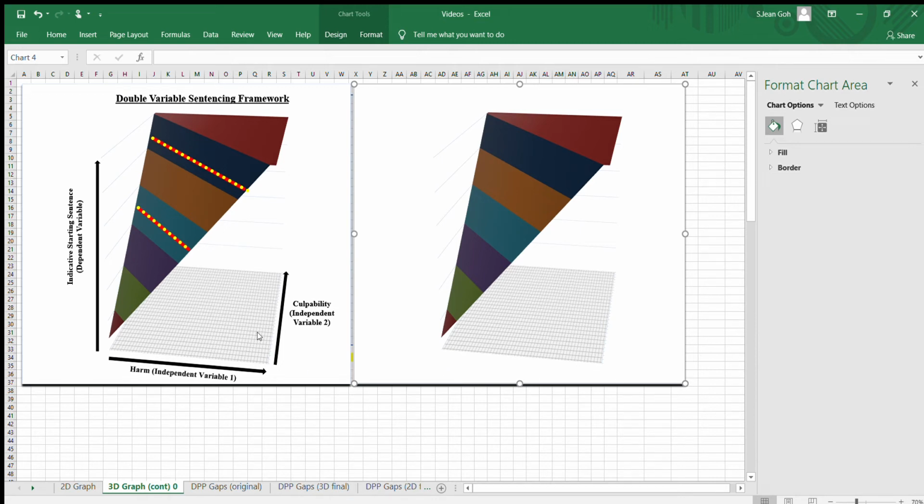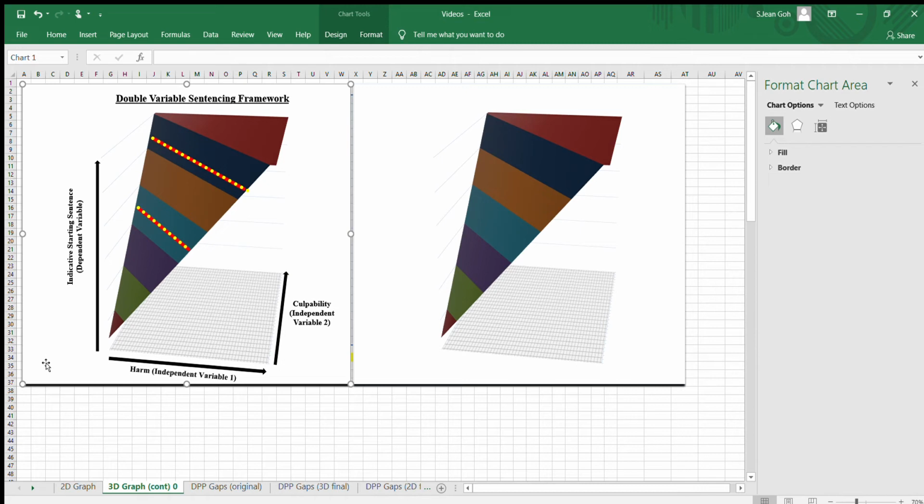I begin with figure number 4, the left diagram. There are three different axes, x, y, and z. The horizontal x-axis represents harm. The inward-facing y-axis represents culpability. The vertical z-axis represents the indicative starting sentence.